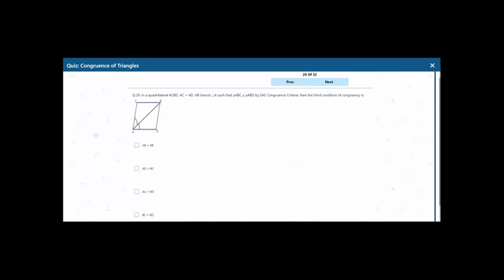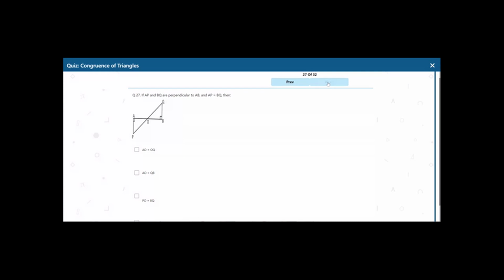In quadrilateral ABCD, AC is equal to AB. AC is equal to AD. AB bisects angle A. Triangle ABC is congruent to triangle ABD by SAS. What is the third condition of congruency? AB is equal to AB, ma'am.